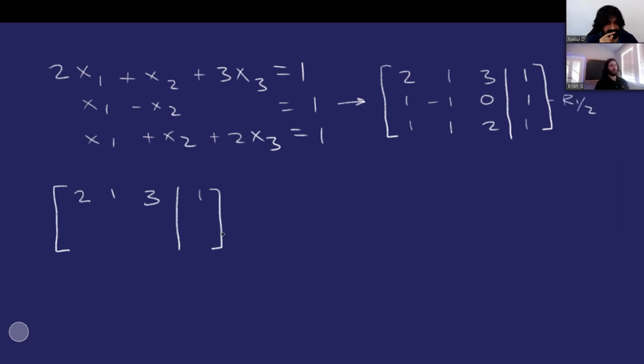So it would be 1 minus 2 over 2, which is 0. It would be negative 1 minus 1/2, which is negative 3/2. Good. And then it would be 0 minus 3/2, which is also negative 3/2. And then it would be 1 minus 1, so 1/2. Okay, very good. You're right.